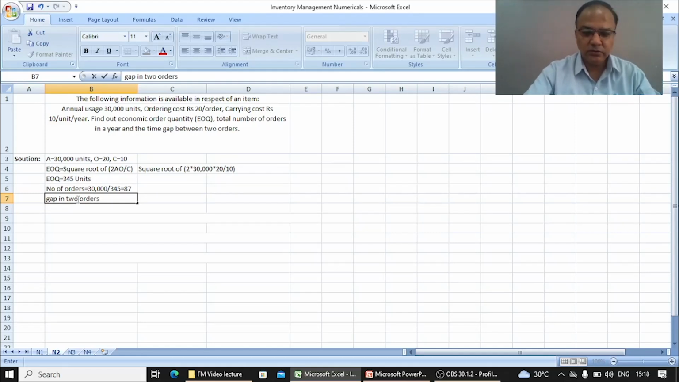365 divided by 87 is equal to 4. It means the gap between two orders is 4 days.